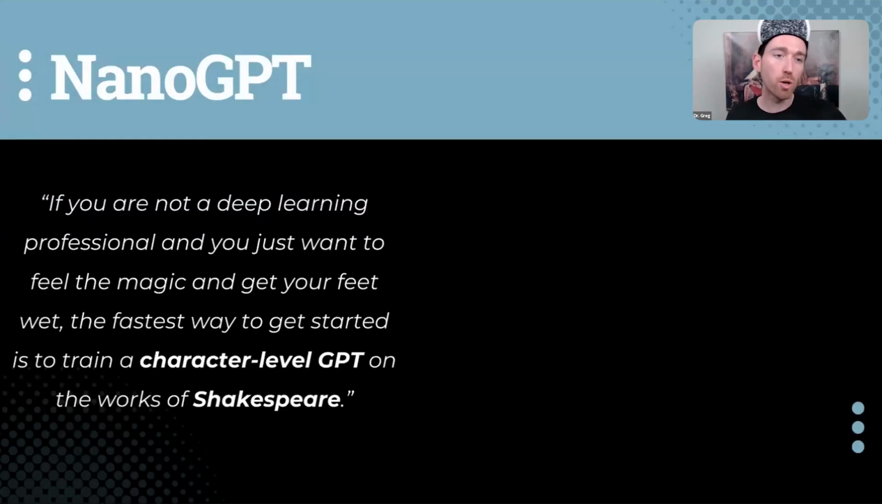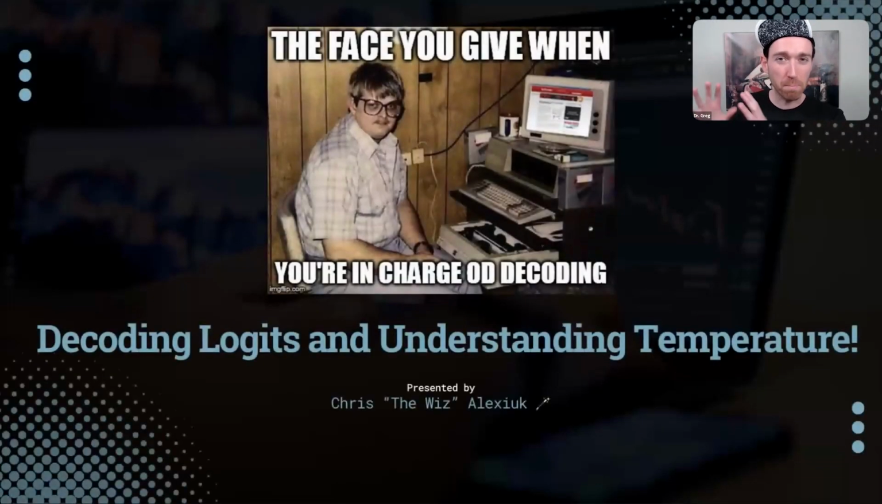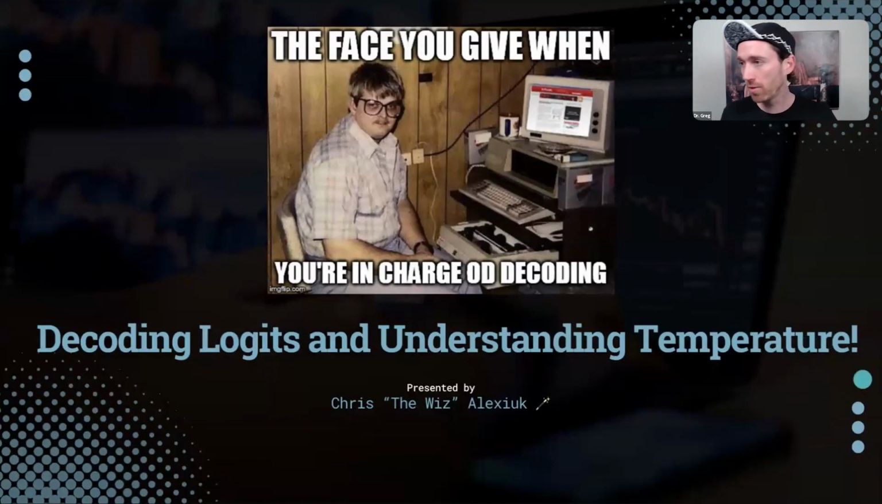So as we get into more application-specific stuff, we're going to start with NanoGPT, and we're going to see how we take something that's still pretty base level, decode the logits, do some different sampling techniques, and really understand temperature at a deep level. That's the focus of our day today. Wiz, show us how it's done in code.